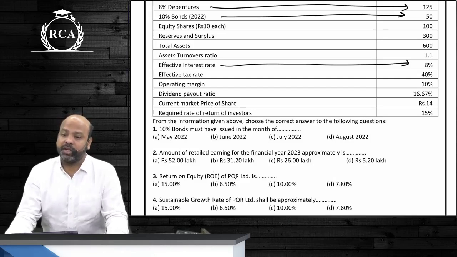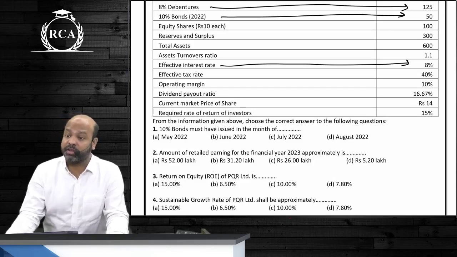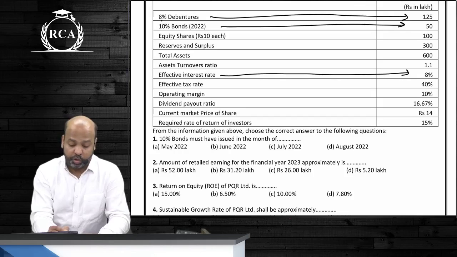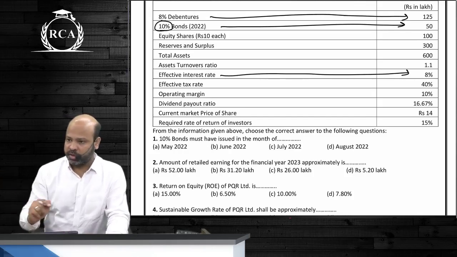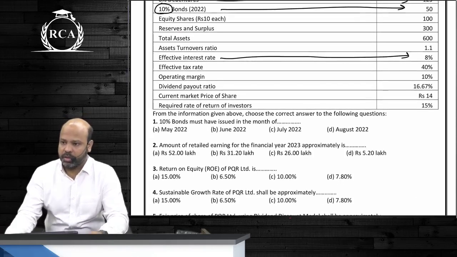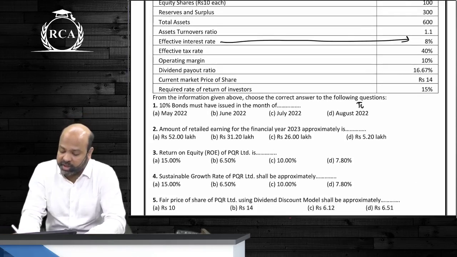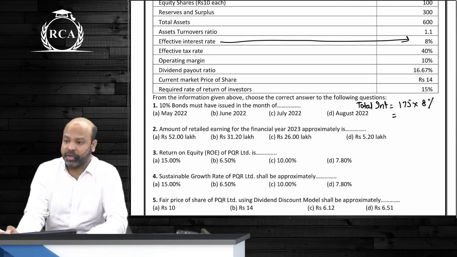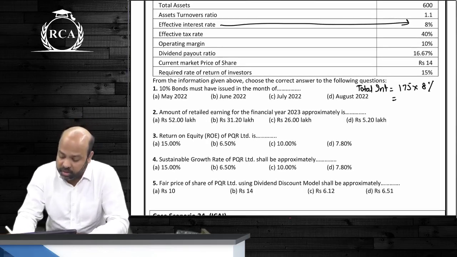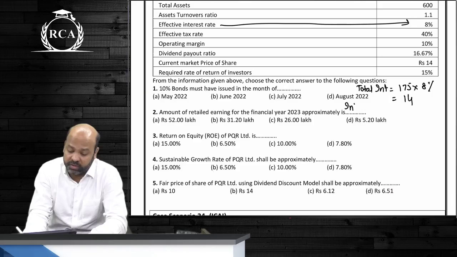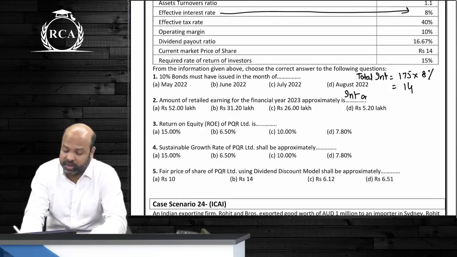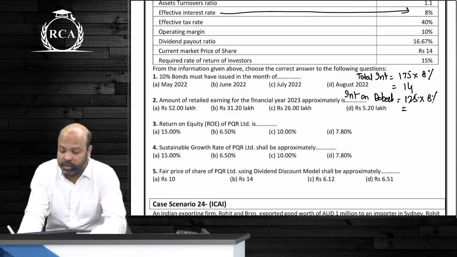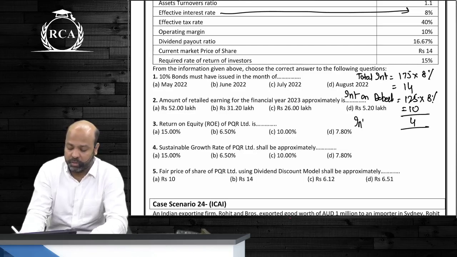In class we directly wrote 175 into 8%. I said because the effective interest rate is given, you will have to ignore this interest rate. I gave you a note also. I said directly multiply. So what will the total interest on debentures be? 175 multiplied by 8%. According to the effective interest rate, how much will it be? 14. How much is the interest on debentures? 125 into 8%. The leftover is the interest on bonds, and they have also specified 2022 in brackets.